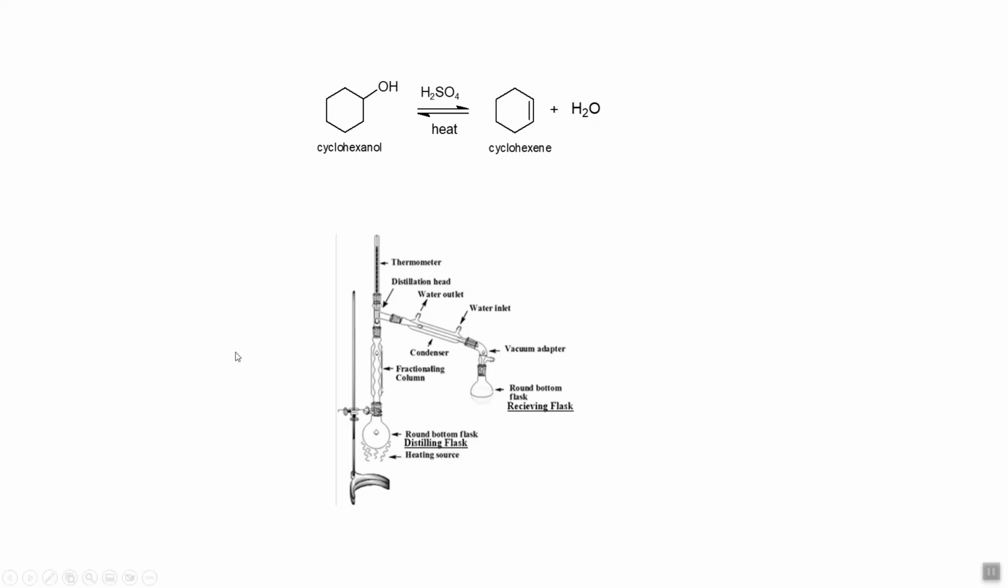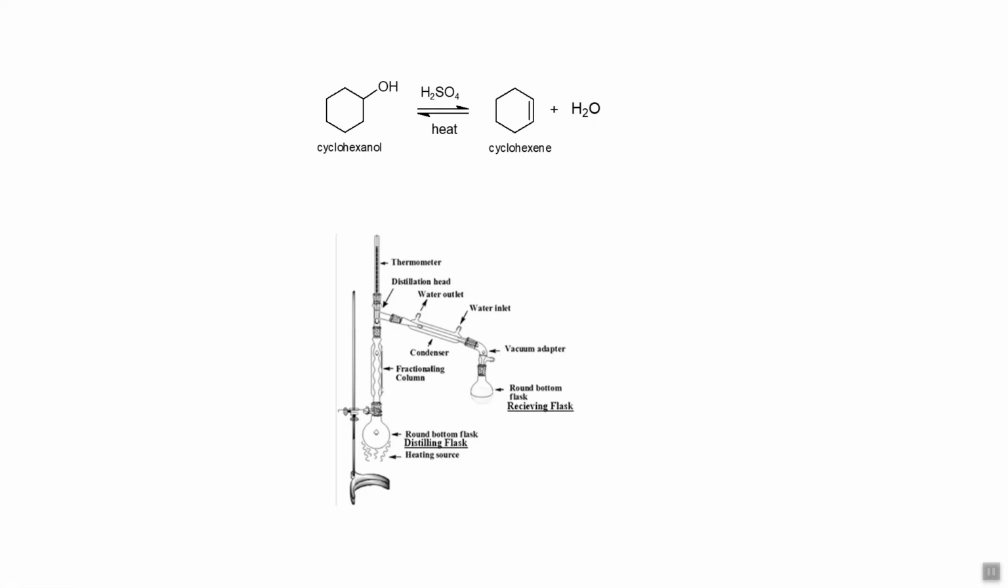The other thing that's important to note is you are going to need to insulate all of this fractionating column with some aluminum foil, because if you don't, it's going to take forever for this thing to heat up all the way, if it even will heat up all the way. So just make sure you insulate all the way up to this, so that your product can actually fall down into the receiving flask. Those are just some practical notes.